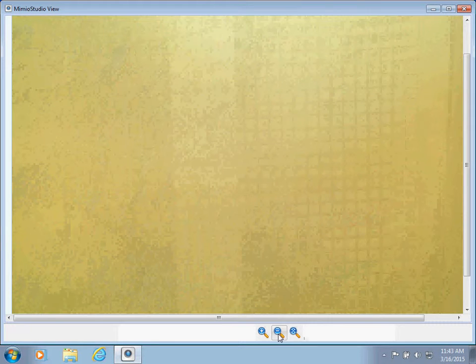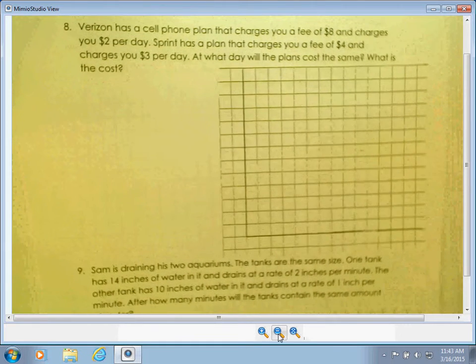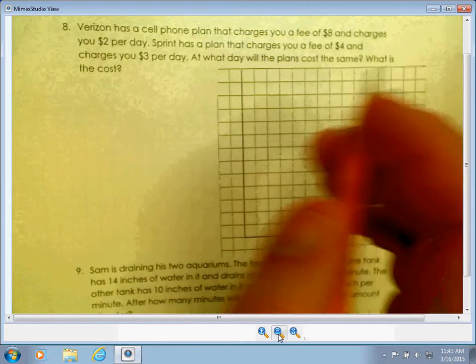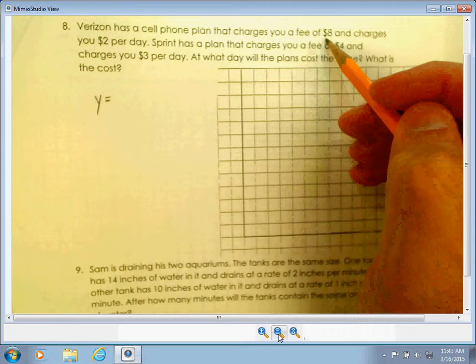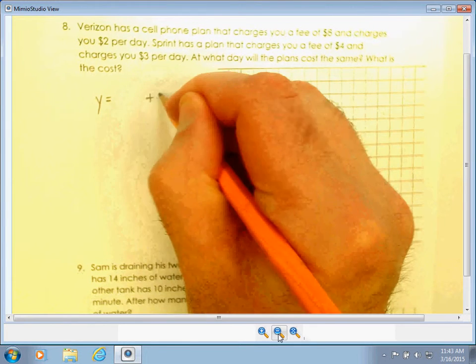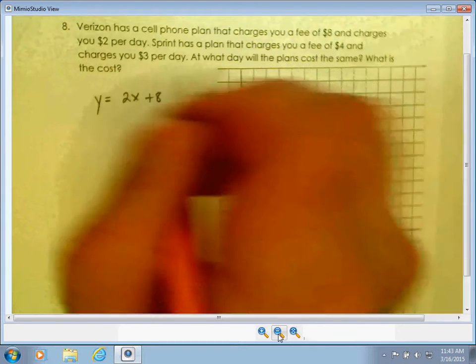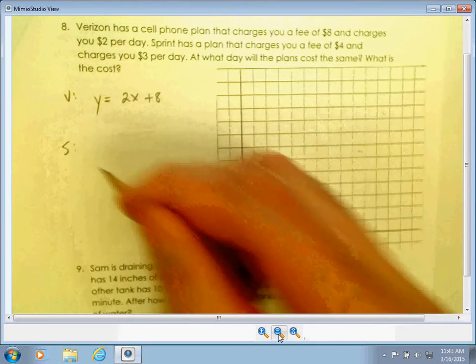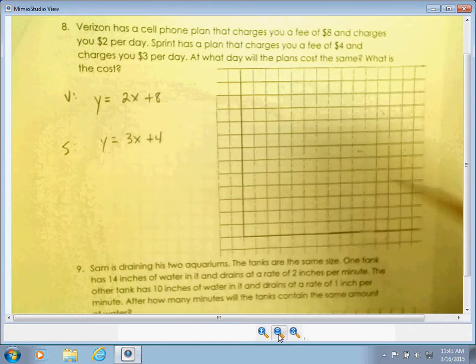Alright, let's go back to number 8 and number 9. And we'll try the same kind of logic. This one's talking about Verizon and a cell phone plan that charges you a fee of $8 and charges you $2 per day. So again, for the first one, they're going to make you pay $8, but you only pay it one time, and then the 2 per day is the one that gets next to the X, like that. So this is for Verizon. And then Sprint is the same concept, except theirs is $3 per day and only a $4 fee that they charge once.